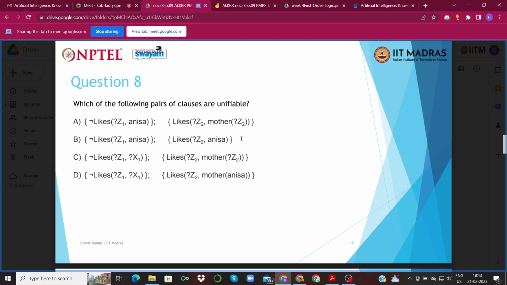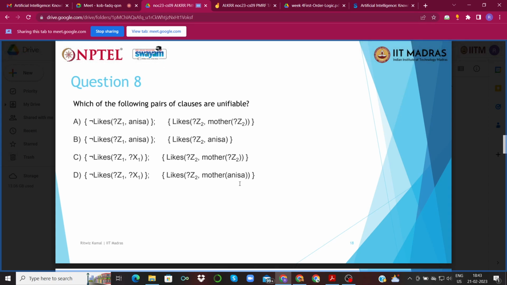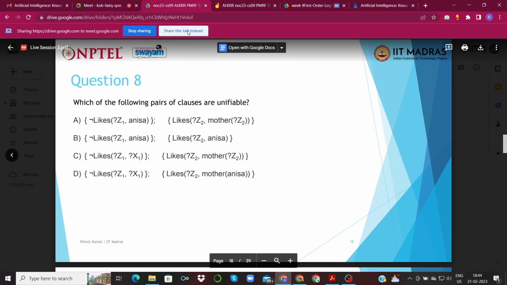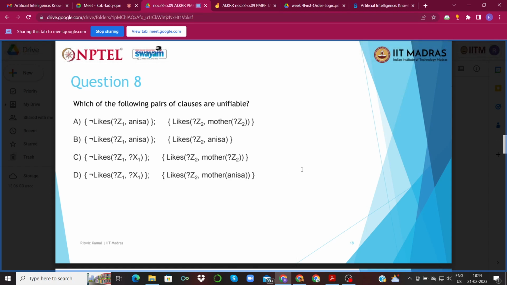We already discussed option B is correct. Let's talk about option D since one of you had said option D is also correct. Again, we can unify Z1 and Z2 and you can replace X1 with mother of Anisa. That is also valid, right? As per the unification algorithm, a variable can match another variable or a constant or a list not containing the variable itself. These conditions are satisfied over here. There is no violation of the unification algorithm assumptions. So option D is also correct.